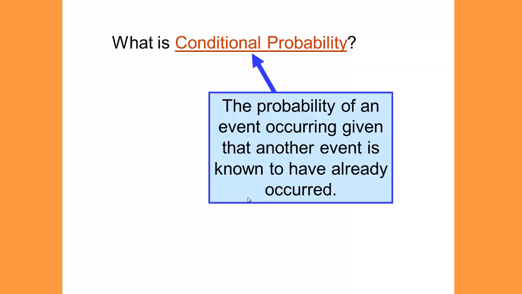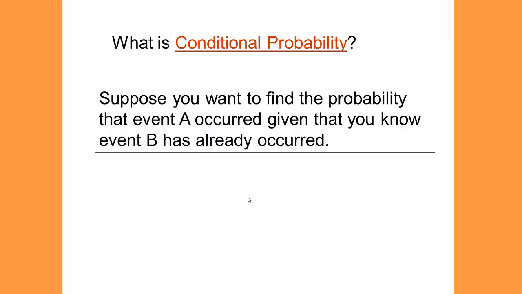The probability of an event occurring given that another event is known to have already occurred. Suppose you want to find the probability that event A occurred given that you know event B has already occurred.